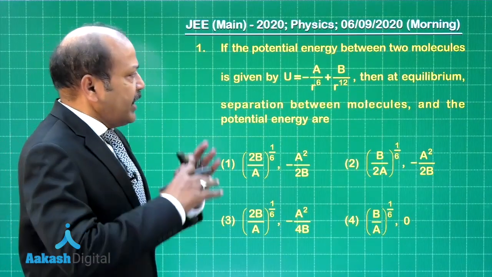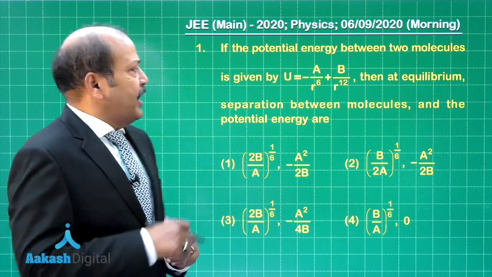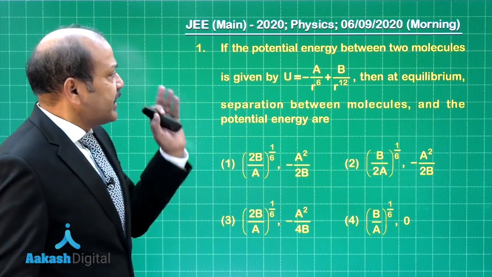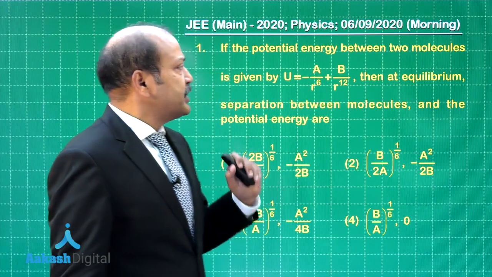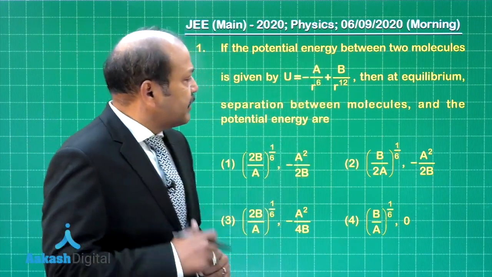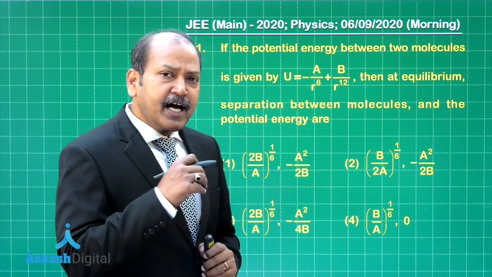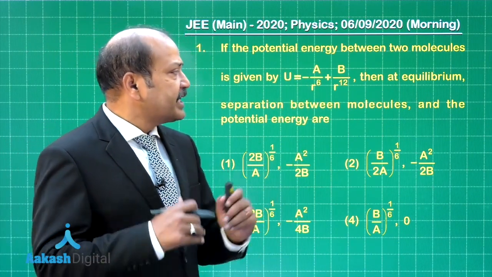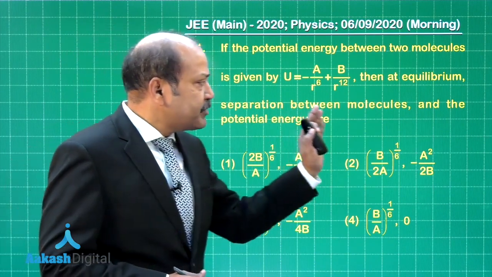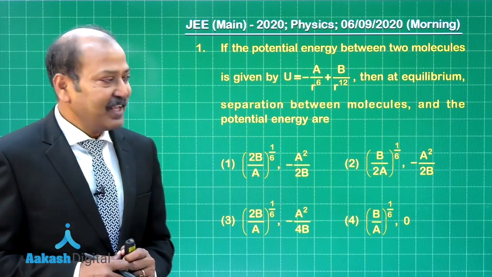Question 1 is about the potential energy expression. Let's read the question. It says, if the potential energy between two molecules is given by U is equal to minus A divided by r to the power 6 plus B divided by r to the power 12, then at equilibrium, separation between molecules and the potential energy R.